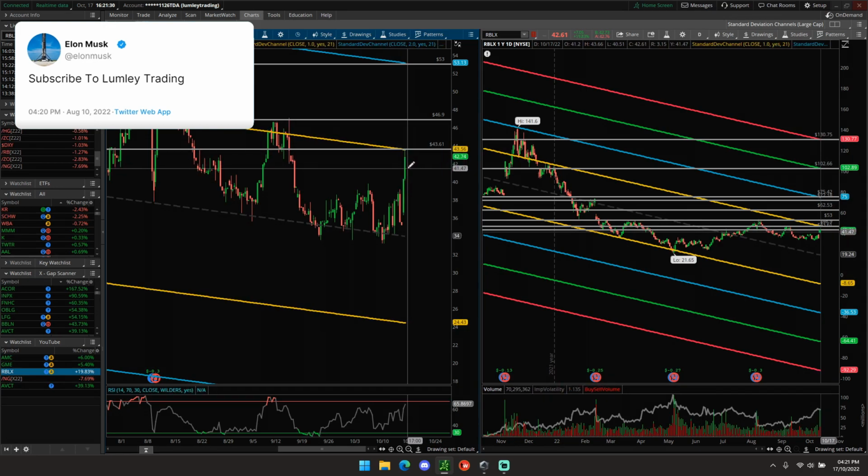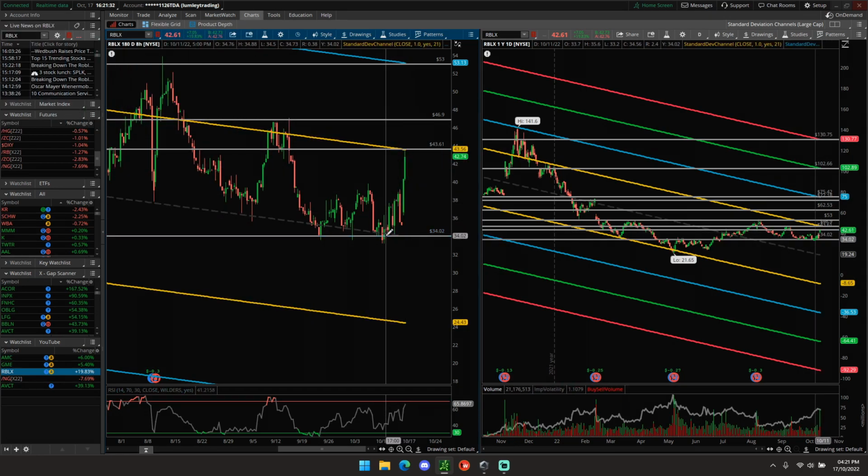Are we going to fade off this level? If so, indicates a move back down to at least $34. On the other hand, if we can break above this level, come back to retest it as a support, and we hold, then that would indicate a move higher, and at a minimum $47 would be our target.